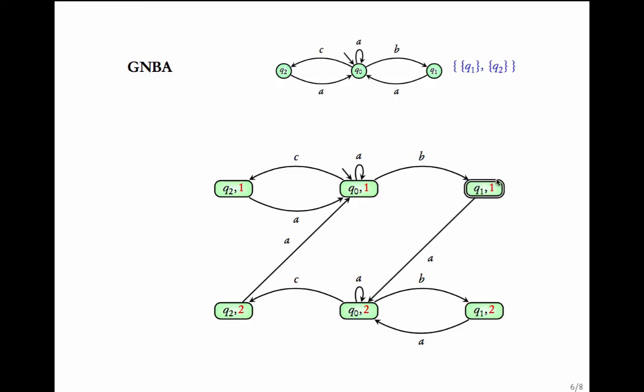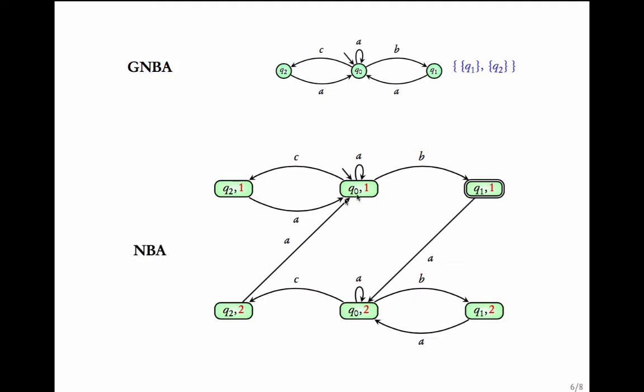And this will be made the accepting state. You look at the states in F1, there is only Q1, and those states with the one copy will be made accepting. Consider this to be a standard NBA.